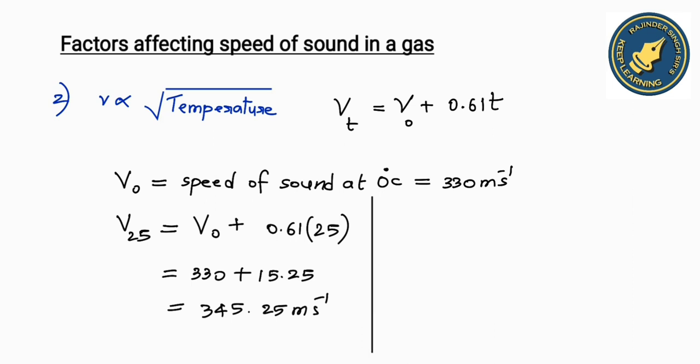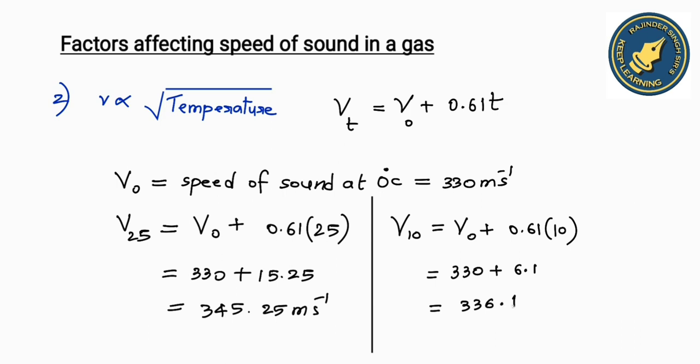Similarly, one more example. Say they ask you at 10 degrees Celsius; this can be asked in MCQs. What will be the speed at 10 degrees? So V10 is equal to V0 plus 0.61 into 10. So the answer will be 330 plus 6.1. So at 10 degrees Celsius, the speed of sound will be 336.1 meters per second.